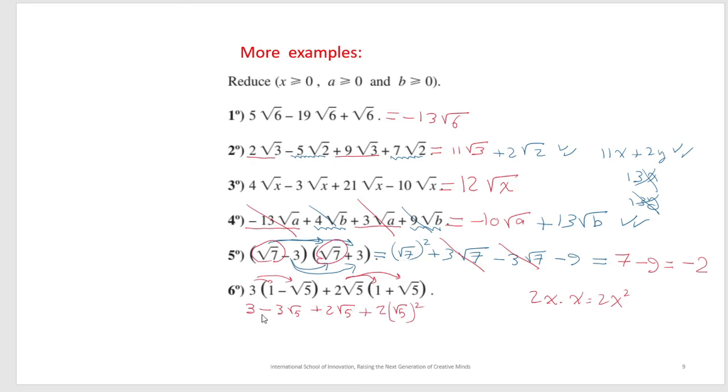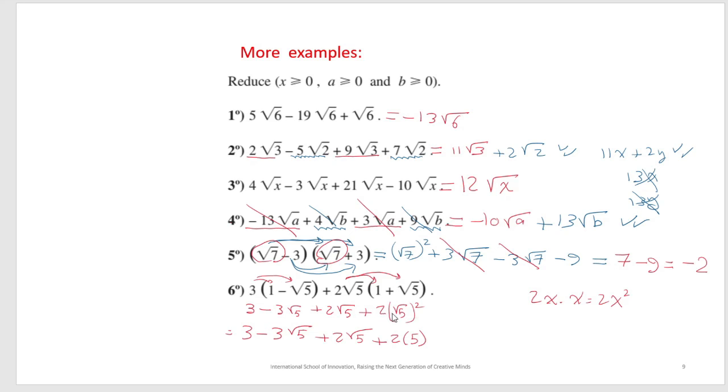Okay, so let's see what will happen. So 3 minus 3 radical 5 plus 2 radical 5 plus 2 times radical 5 squared. Okay, what is radical 5 squared here? Radical 5 all of its square, isn't it 5? So it's 5. Okay, see what's happened.